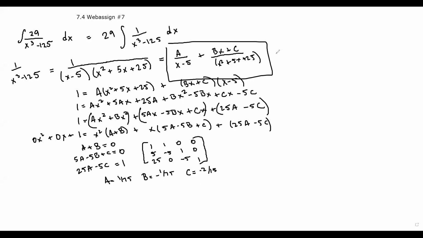Okay, so what we're going to do again, the whole reason we did all of that was so that we could get here and we could rewrite this original expression. Instead of saying A over x minus 5 plus Bx plus C divided by x squared plus 5x plus 25, we are going to substitute in A is 1 over 75, B is negative 1 over 75, and C is negative 2 over 15.